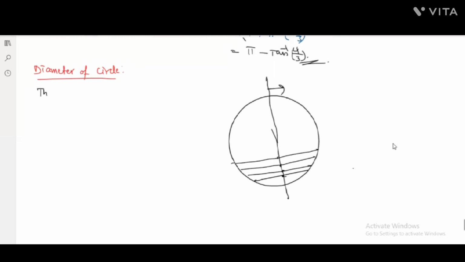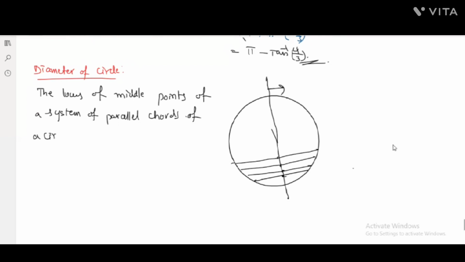So how can we define it? The locus of middle points of a system of parallel lines, a system of parallel curves of a circle, is called the diameter of the circle.